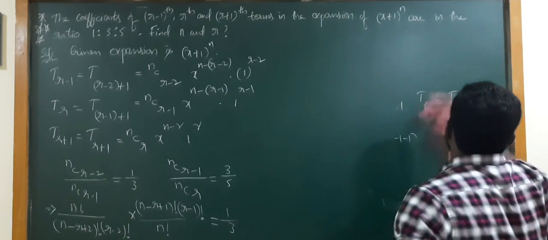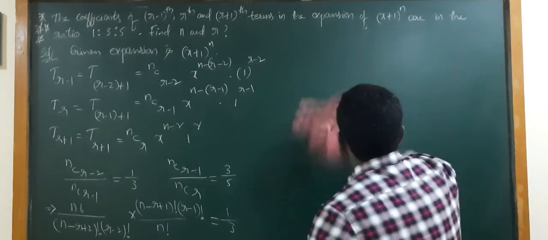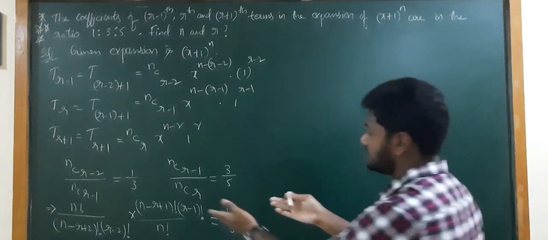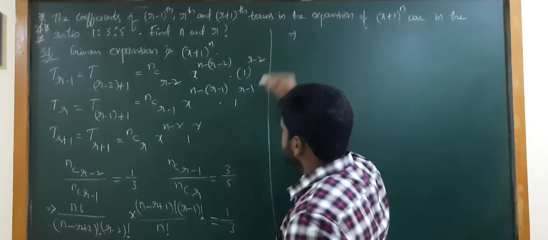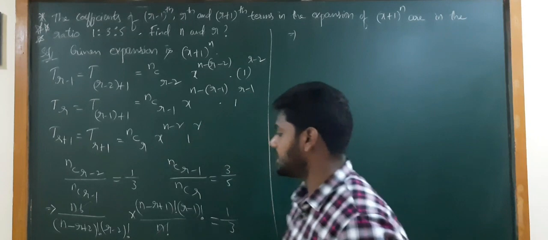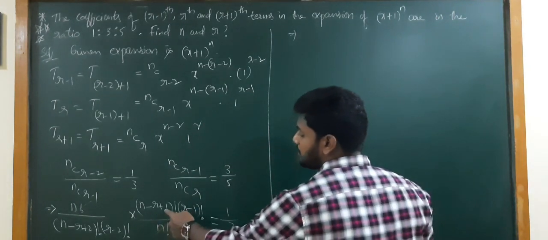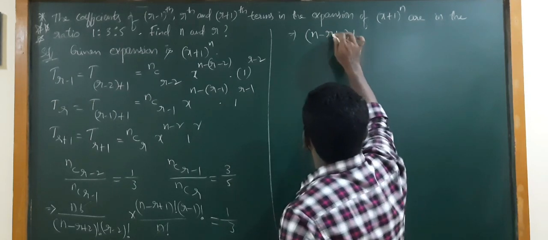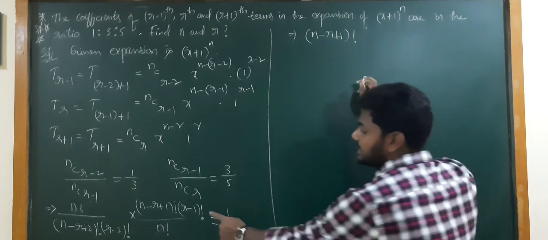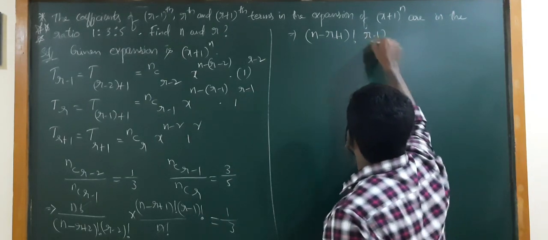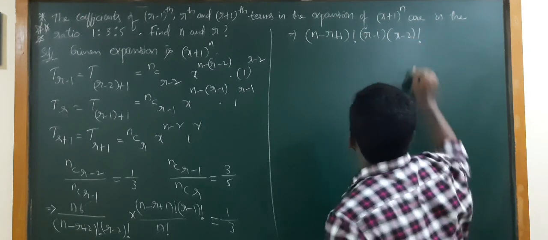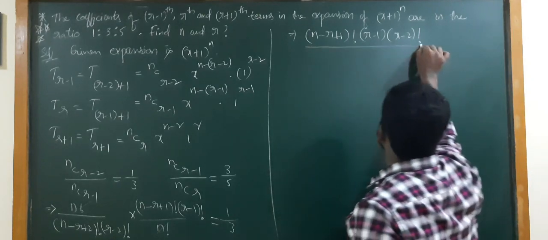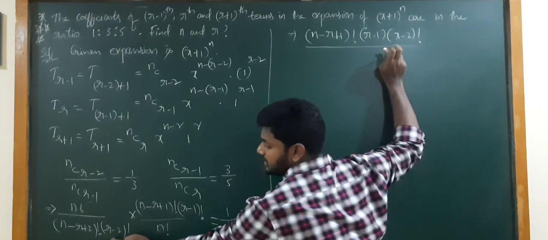So listen carefully. If you can do this simplification easily, you can solve maximum all types of binomial simplifications. See here, n factorial cancels. Next, this is (n−r+1) factorial into (r−1) factorial. See, (r−1) factorial, how can we write? (r−1) into (r−2) factorial. Why? Because if you decrease 1 from that, it becomes r−2. Why have I written like that? Because (r−2) is also there in the denominator.